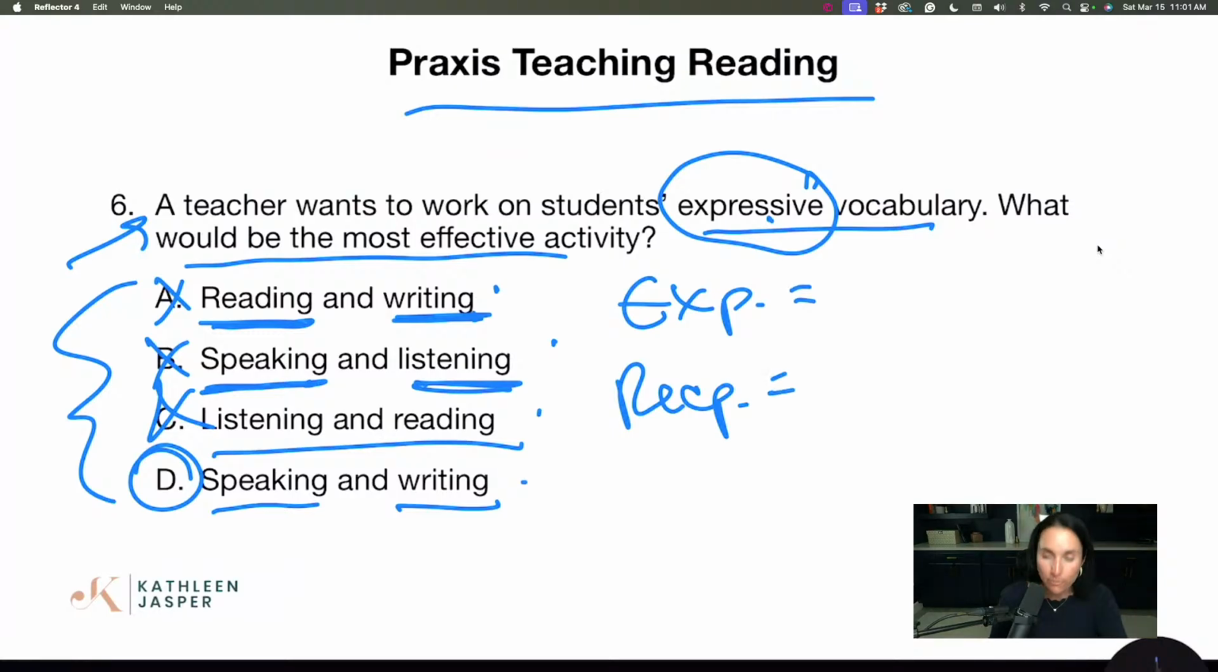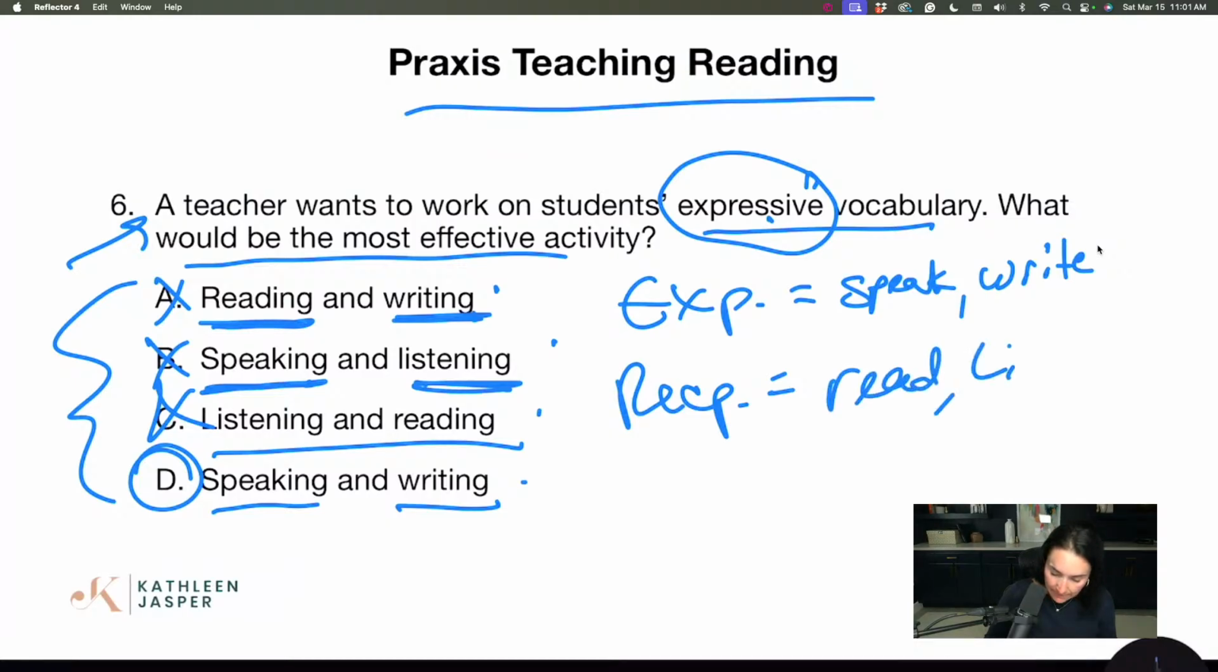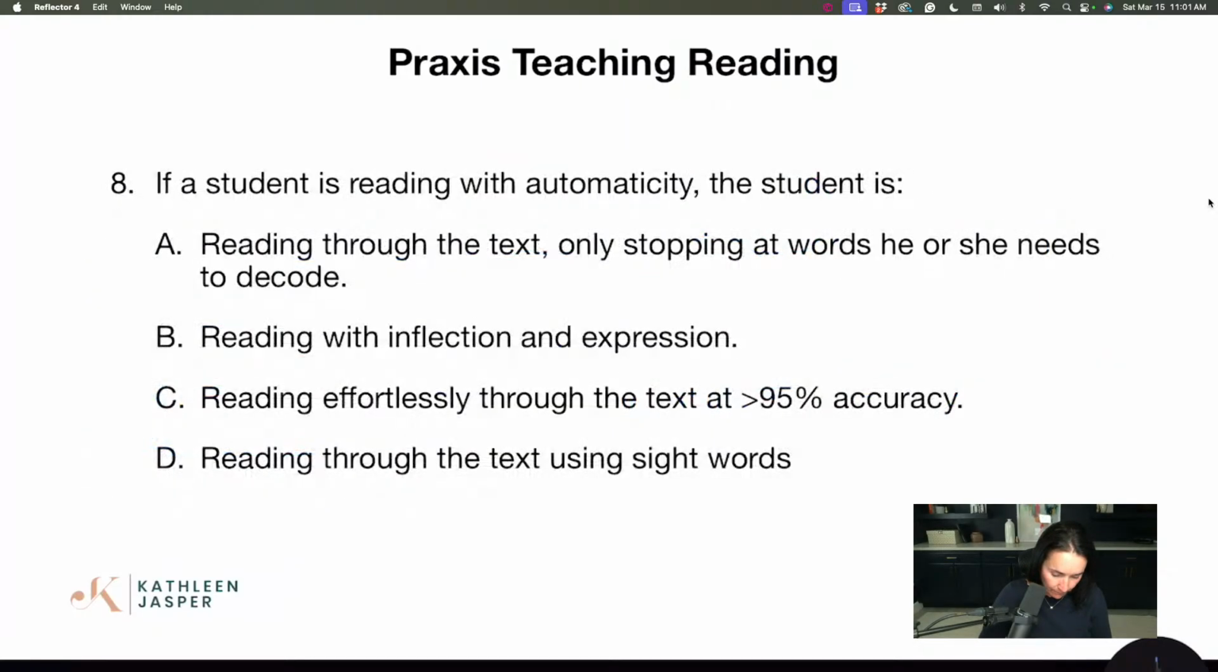Express. I express myself when I speak and when I write, right? You read one of my emails, you're reading what I expressed. Receptive is reading. You're receiving the information. And listening. All right, make sure you know that for the exam. Super easy. Okay, number 8.